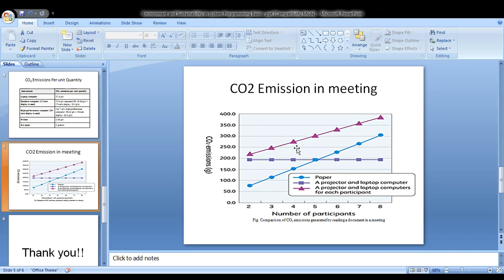So this is the survey about CO2 emissions when we use computer devices or electronic gadgets. From this we can learn how we avoid or optimize the CO2 emissions. As per tradition, when we use paperwork, the CO2 emission is lesser. So from this survey we know that when paper is used, the CO2 emission is less.